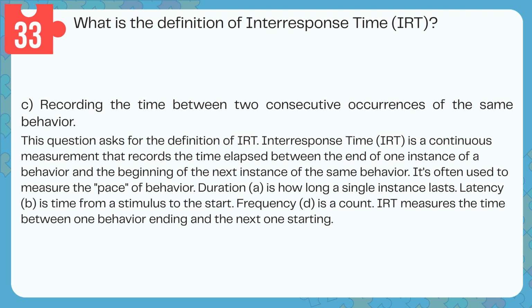Duration, A, is how long a single instance lasts. Latency, B, is time from stimulus to start. Frequency, D, is a count. IRT measures the time between one behavior ending and the next one starting.